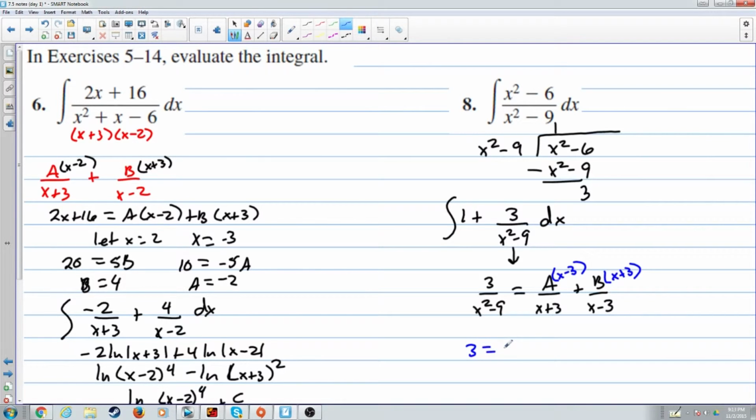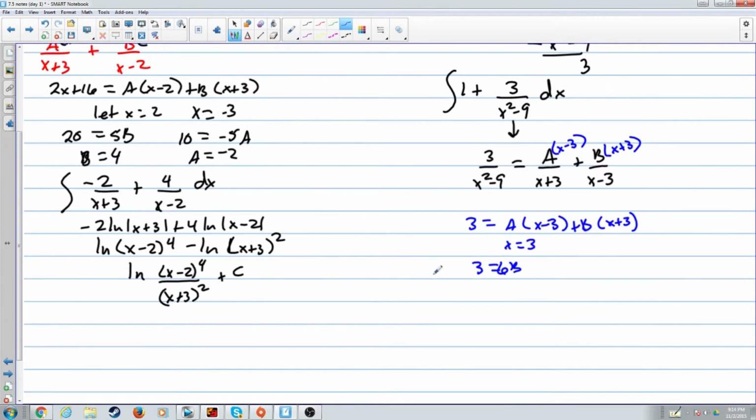We have 3 is equal to a times x minus 3 plus b times x plus 3. Let's let x equal 3. So we get 3 equals 6b. So b ends up being 1/2. And then when we let x equal negative 3, we get 3 is equal to negative 6a. So a in this case is negative 1/2.